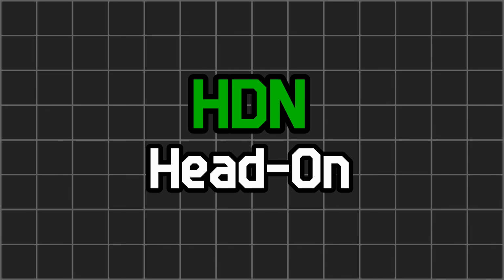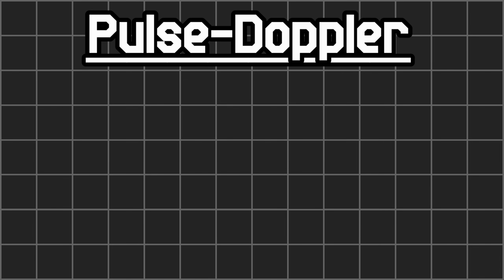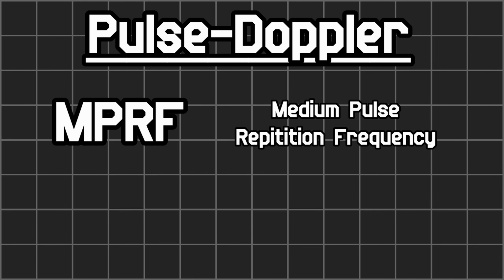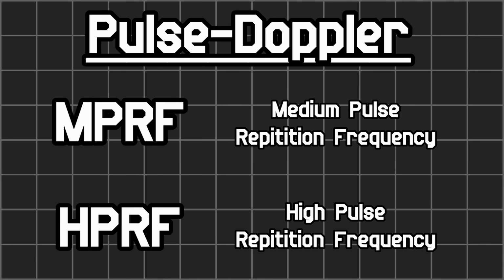understand. Another processing mode you'll often see on high-ranking jets is HDN, which stands for head-on. This is where it gets a bit confusing, but bear with me. Pulse Doppler radars have two different modes, medium and high pulse repetition frequency, MPRF and HPRF respectively. As you might have guessed from their names, their main difference is the frequency of their radar beams.